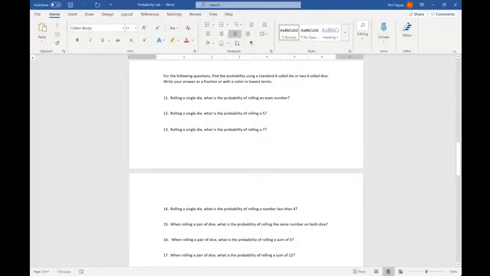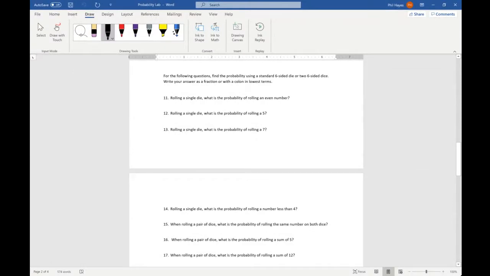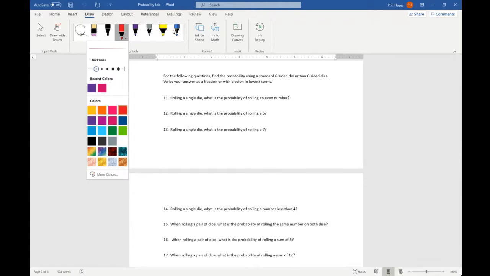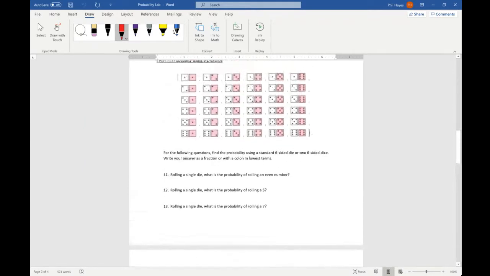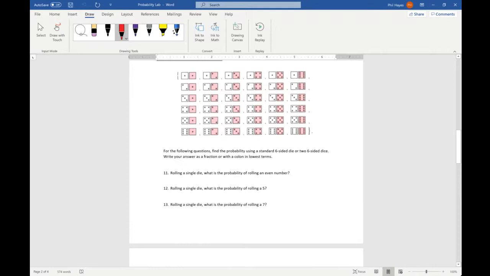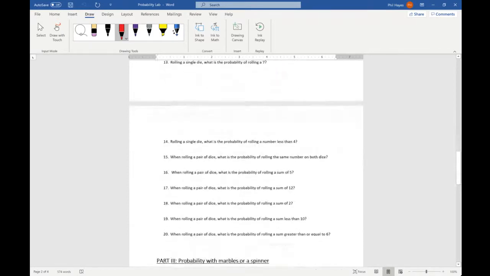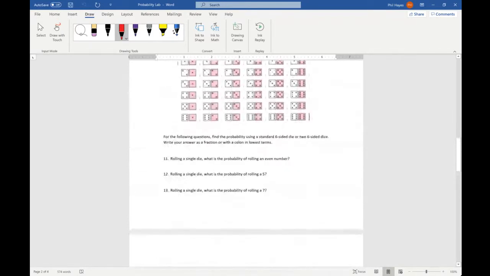Okay, so we're going to talk about this probability lab. I've had a few questions about the dice questions. All right, so here we go. This picture right here is really for questions 15 through 20.